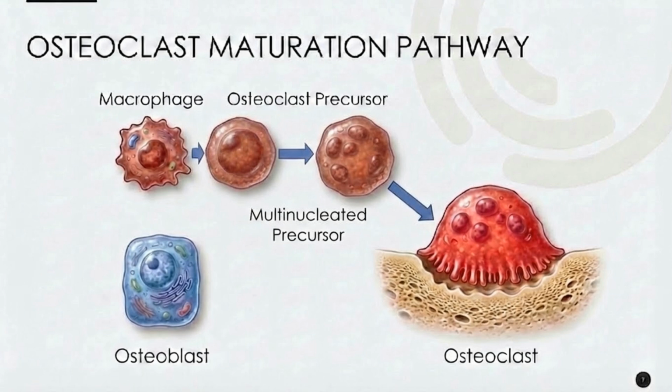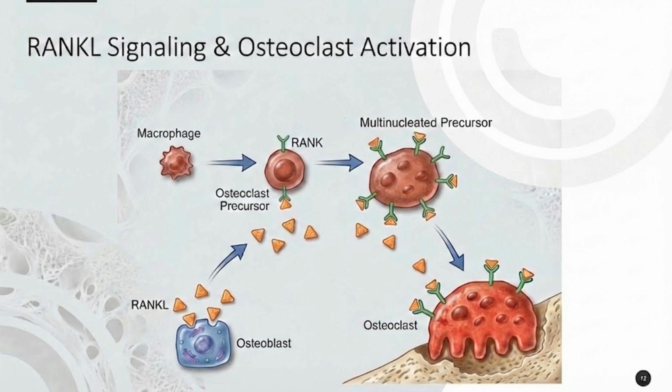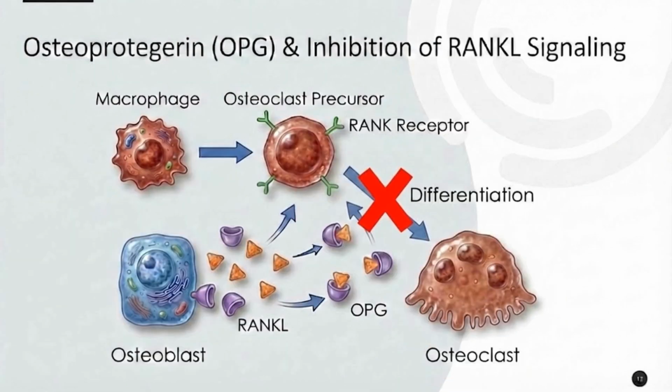The osteoclast maturation pathway begins with a macrophage, which differentiates into an osteoclast precursor, a multinucleated precursor, and finally an active osteoclast. RANK ligand is produced by osteoblasts and binds to RANK on osteoclast precursors, leading to osteoclast formation, activation, and bone resorption. Osteoprotegerin, or OPG, is also produced by osteoblasts and inhibits RANK ligand signaling by binding RANK ligand, preventing osteoclast differentiation and subsequent bone resorption.